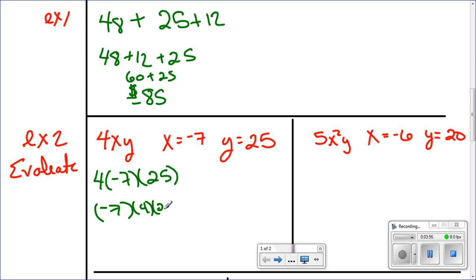It's one of those easy ones that we've always had. And you don't have to write this out completely. You can do a lot of this in your head because this is 100. 100 times 7 is 700. And then a positive times a negative is a negative.